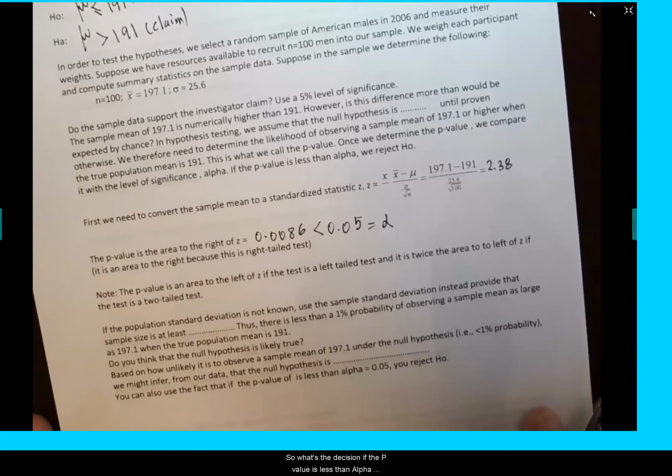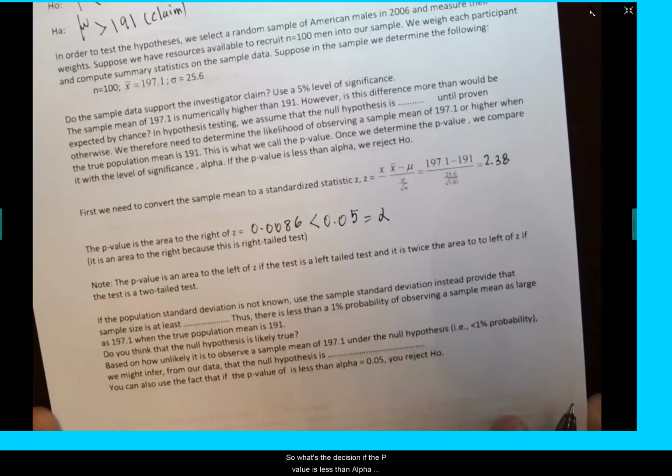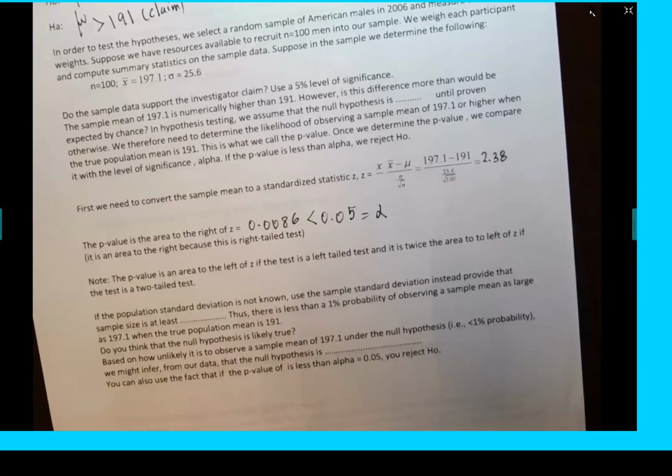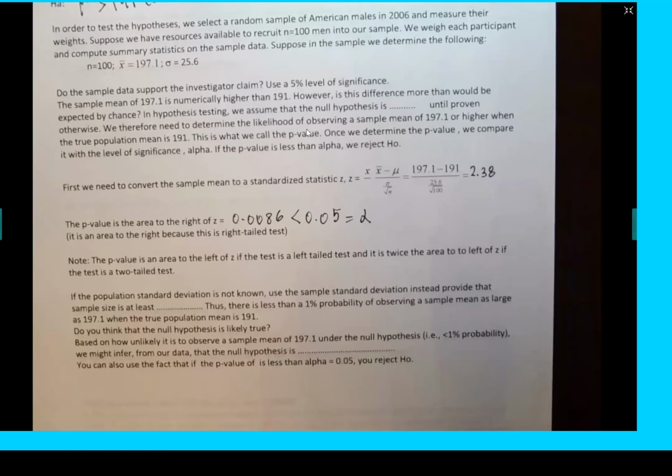Okay, so what's the decision if the p-value is less than alpha? Can a student tell me? So my p-value 0.0086 is less than alpha. What decision do I make? Reject H0 or fail to reject H0, guys? Yep, reject.